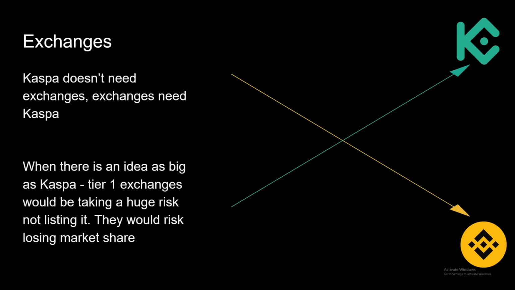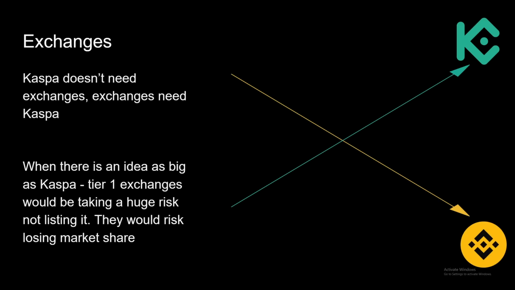And this game theory plays out all throughout Kaspa as well. You hear a lot of people on X saying, oh, Kaspa needs a tier 1 exchange listing, and I argue the opposite. Kaspa doesn't need a tier 1 exchange. Exchanges need Kaspa. When there is an idea as big as Kaspa and the trilemma solver, a tier 1 exchange would be taking a huge risk by not listing it. They would risk losing their market share.